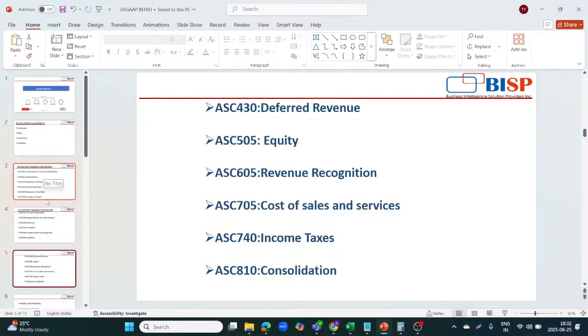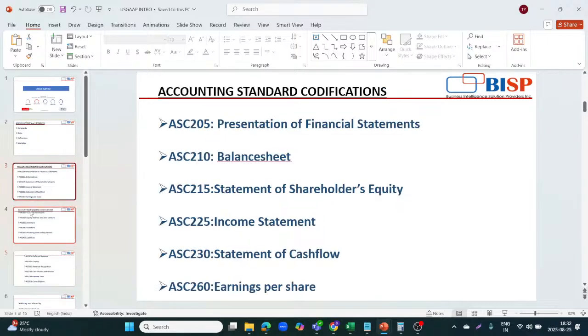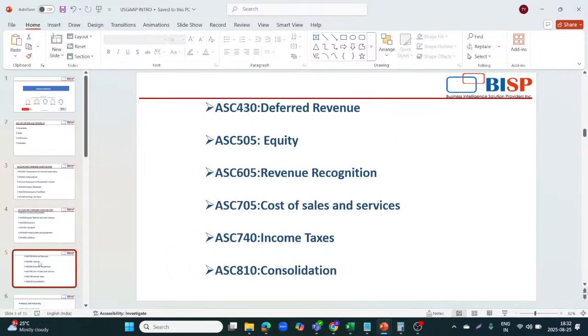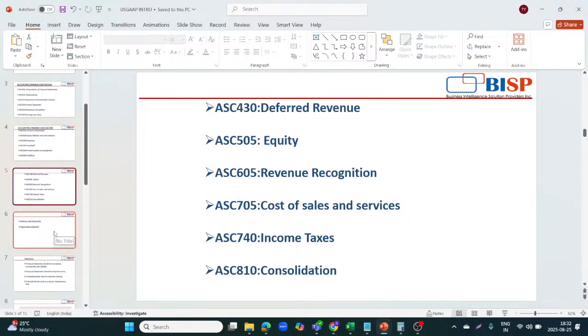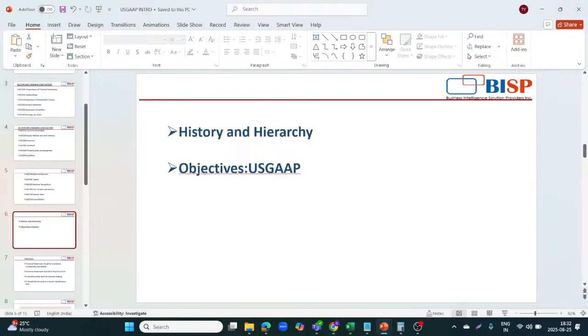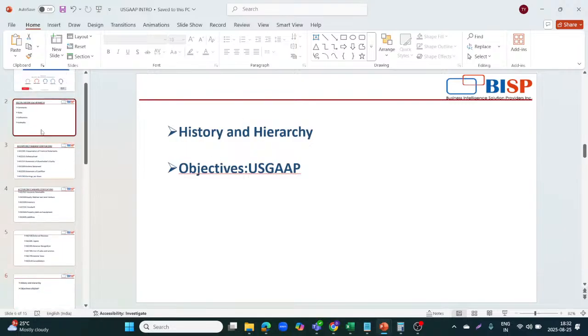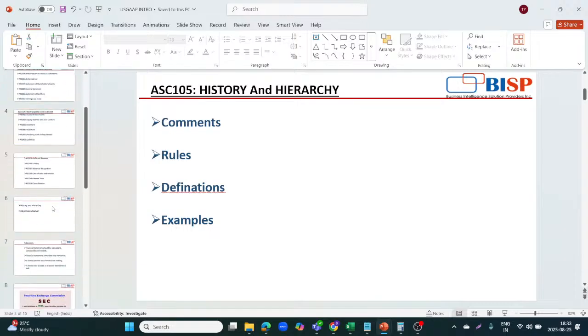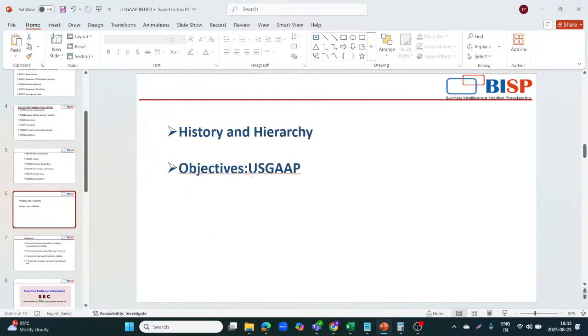Okay, so these are all the accounting standard codifications that we need to cover under the US GAAP. So we will be covering in detail one by one in the upcoming sessions. Now, as I'm talking about the first accounting standard codification, that is 105, it talks about the history and hierarchy. So only here we'll cover under ASC 105, history and hierarchy, and what are the objectives of US GAAP.